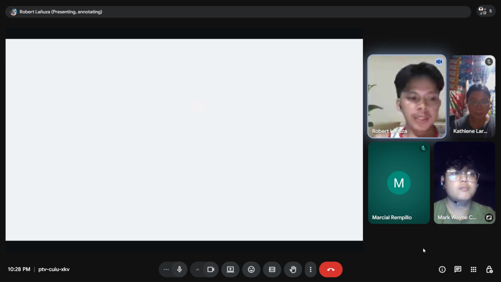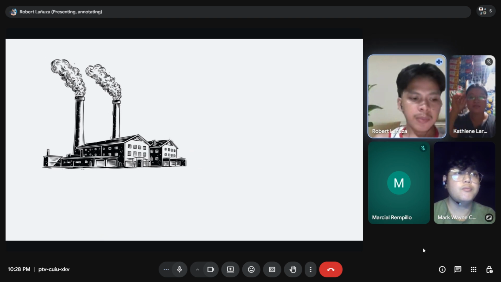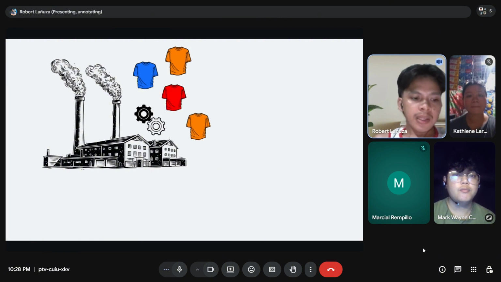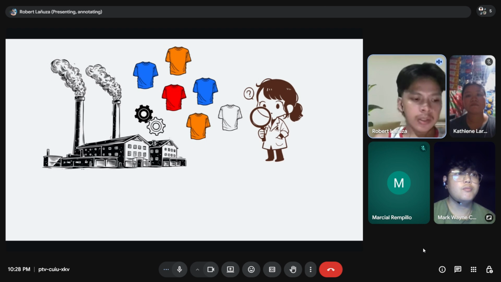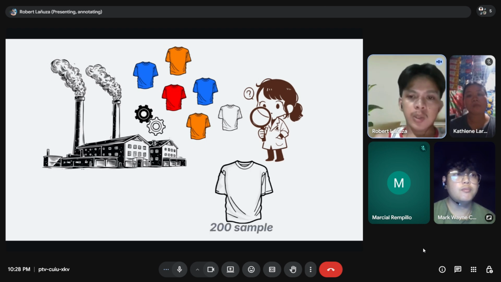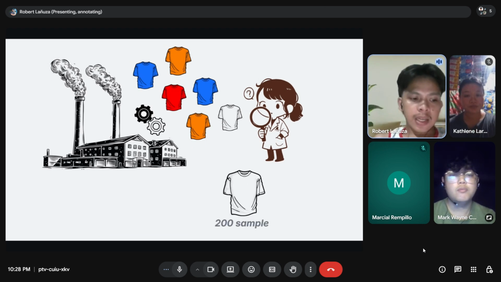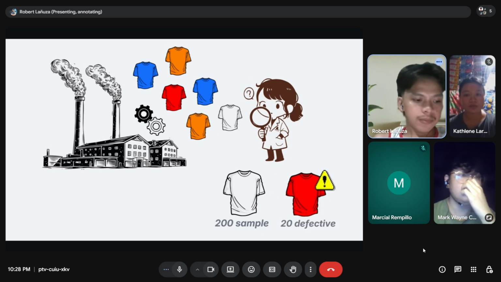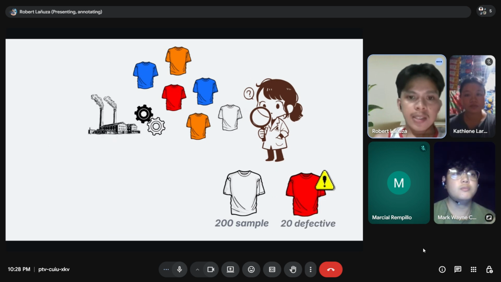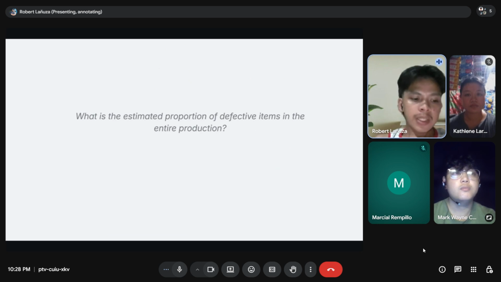So in a real life scenario, imagine a factory produces thousands of items daily. Inspecting all of them will take too much time. So a quality control team randomly inspects 200 items and finds that 20 items are defective. Now we ask, what is the estimated proportion of defective items in the entire production? And what range likely contains the true defect rate?